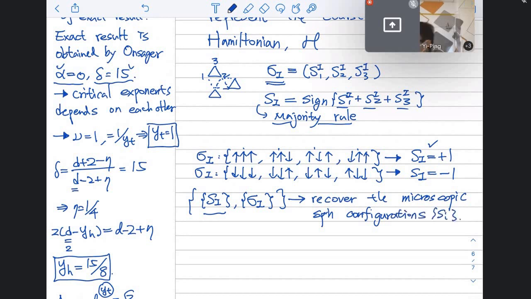Okay, so at this step, are there any questions?